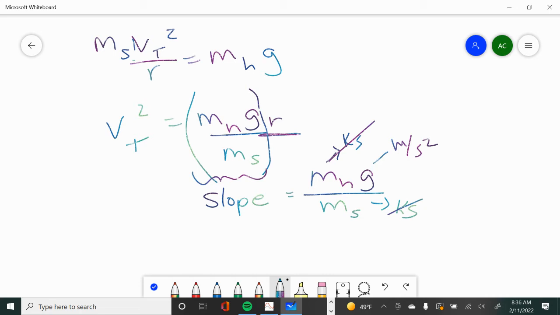So number 11 says, notice this equation is similar to the experimental equation from the graph you wrote in step 8. What does the slope represent? So number 11, you need to answer that question. What does the slope represent? And put what it equals. Mass of the hanger times gravity divided by the mass of the stopper.